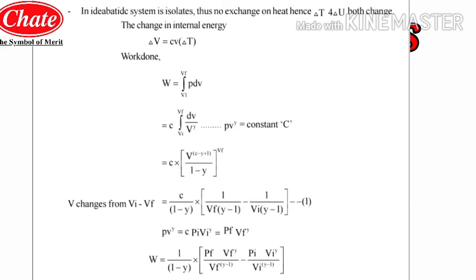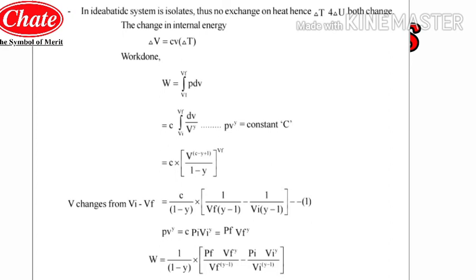So the change in internal energy, delta U, will be equal to Cv delta T. Now you know what is meant by Cv: Cv is the specific heat at constant volume. Now we will see what the amount of work done during this process will be. The work done will be the integration of P dV from the limit Vi to Vf. So we will simply put the value of P. We will get C out of the integration part, and in the integration there will be dV upon V raised to gamma, from the limit Vi to Vf.